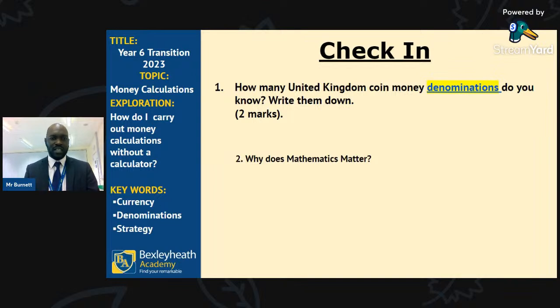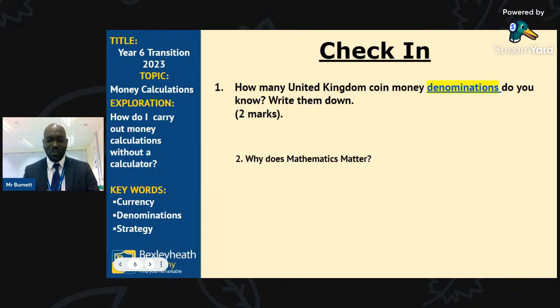Now, also, you can see that we normally share with you in a lesson what is the topic. And this afternoon's topic is money calculations. We also will share with you an exploration question. So this afternoon's question is, how do I carry out money calculations without a calculator? Along with the keywords of currency, like we use the pound and pence, and denominations, which I'm seeing there. All the answers in the chat, yes, the 1p's, the 2p's, the 5p's, and there's some more, yes.